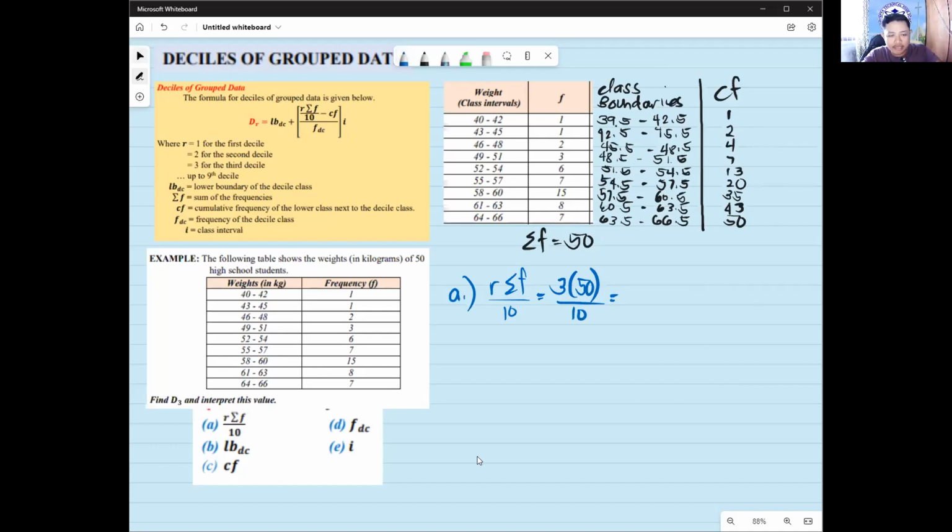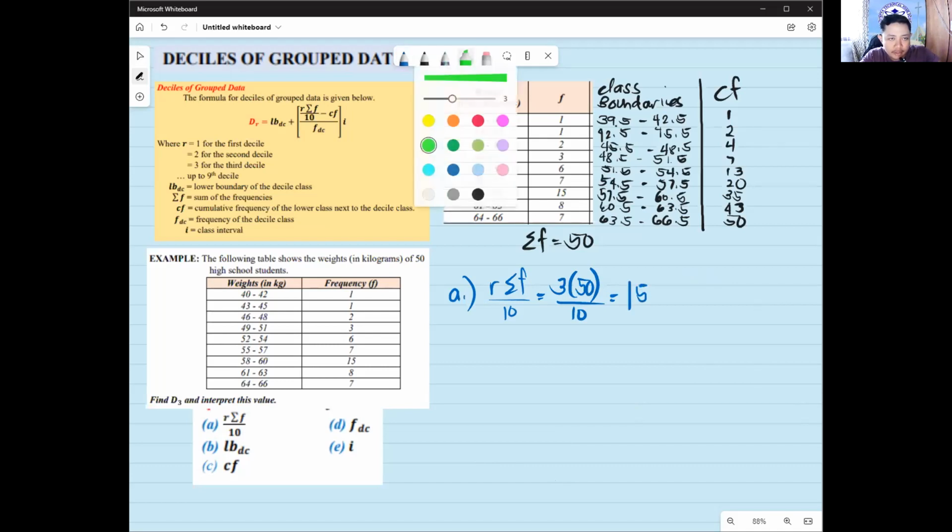What's the answer here? Type it in the chat box, please. Be with me in the solution. Very good. It's 15. Take note of that. We will be using this for later. Okay, let me just color it so that we won't be lost.